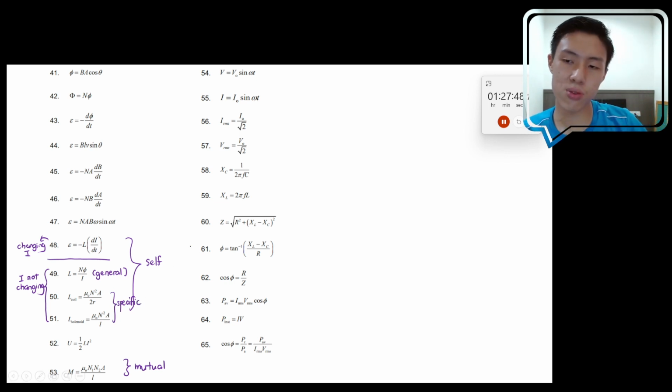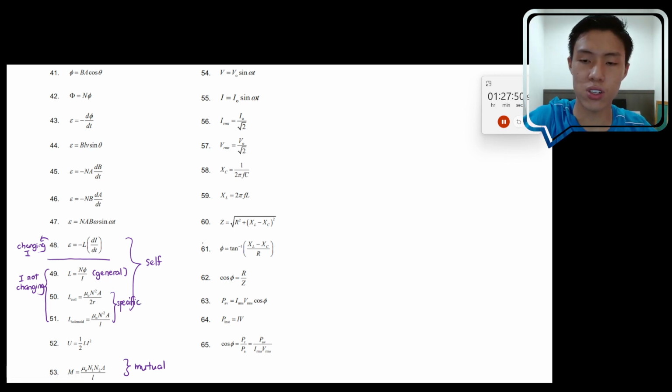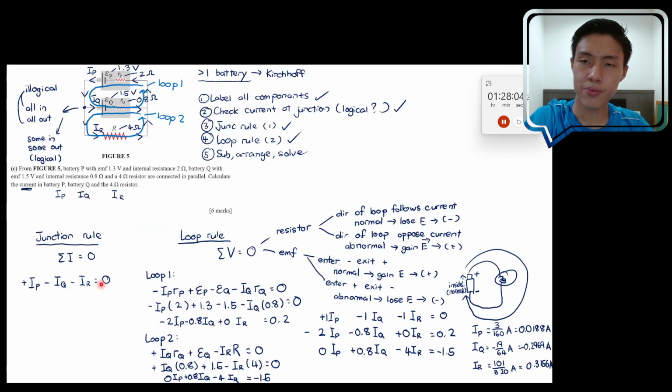For this situation, if you look at the question, the current is not changing, so we will not be using this equation. We'll be following either 49 to 51. But I believe you don't have all this information, right? So most probably it's 49. Okay, let's look at it again.